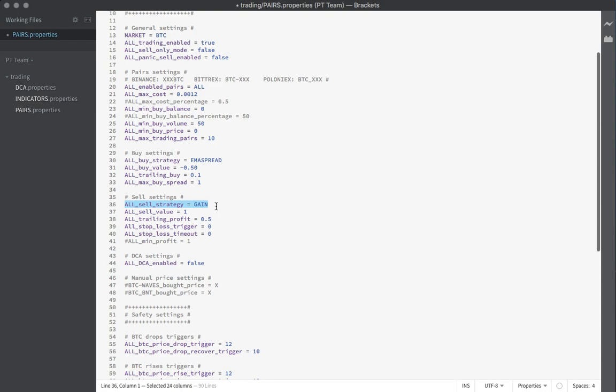You have two sell strategies, only gain and high BB. The sell value, again, is the threshold at which it's going to look to sell. There's also going to be another video on sell strategies. The sell value is just like your buy value, the point at which the bot is going to look to sell, and then it's going to look at your trailing profit here.